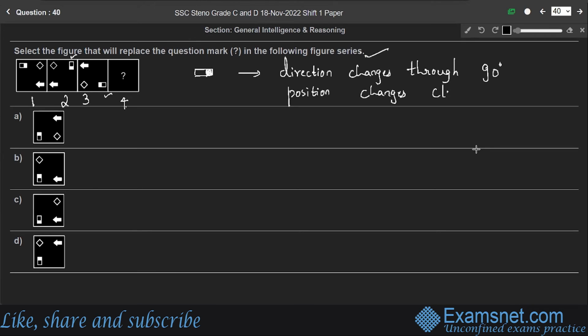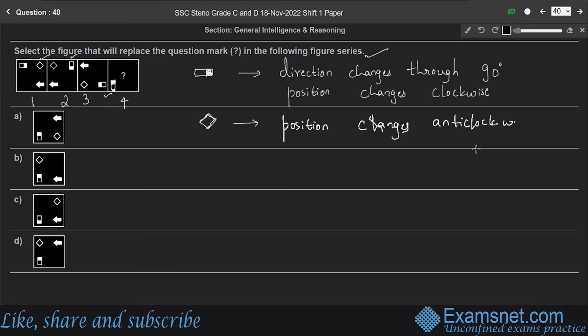Therefore, the position of the half shaded rectangle in the fourth figure has to be here in the bottom left corner. So here the first part should be shaded, which should be upright because the direction also changes through 90 degrees. And the next one is this symbol, the diamond shaped symbol. It is changing its position in anti-clockwise direction. So the position changes anti-clockwise.